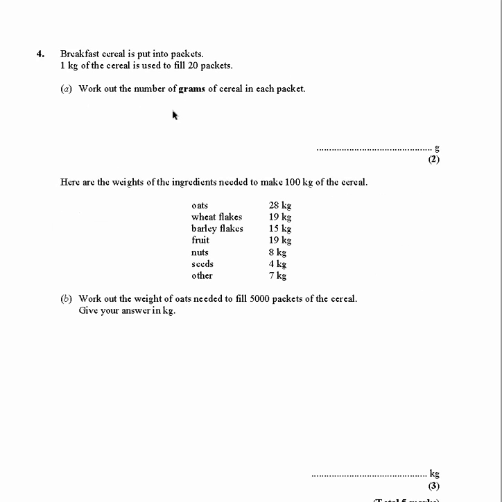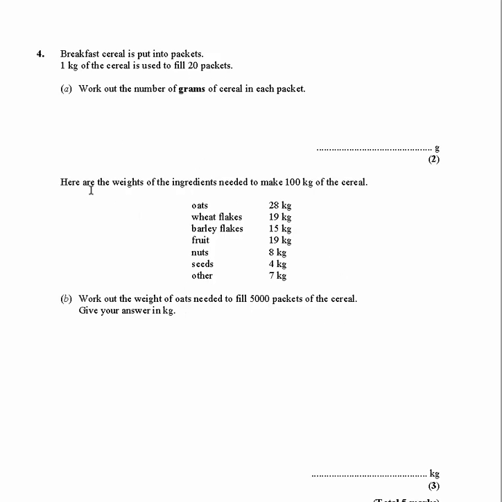Breakfast cereal is put into packets, and 1 kilogram of the cereal is used to fill 20 packets. Work out the number of grams. Well, that's pretty easy. You've got 20 packets making a kilogram, and it says grams, so the first step would be to turn that into grams, and then work out how many grams 1 packet would be if 20 of them make a kilogram.